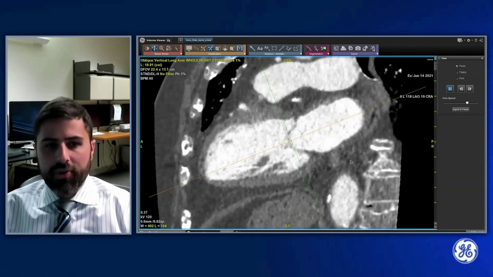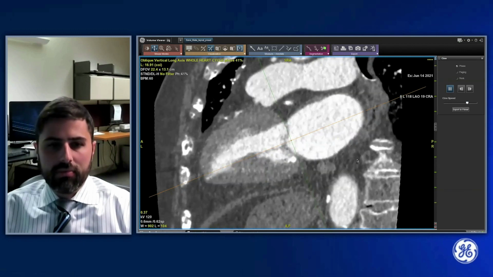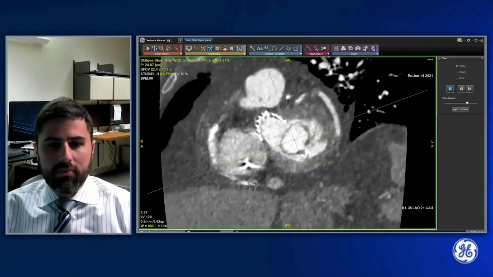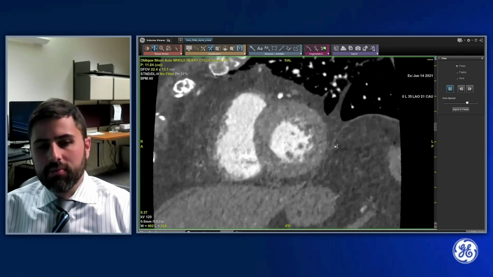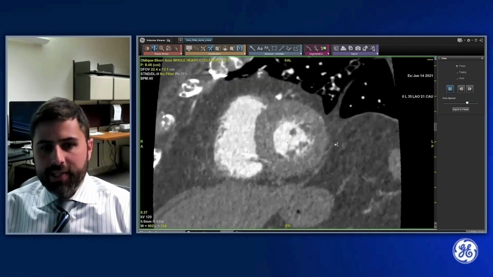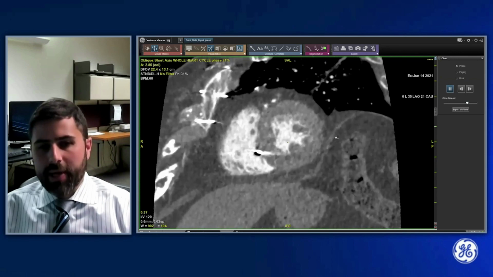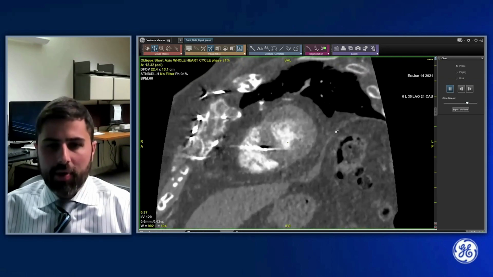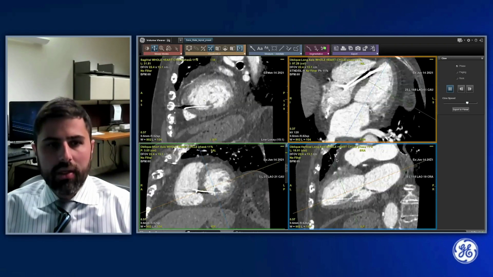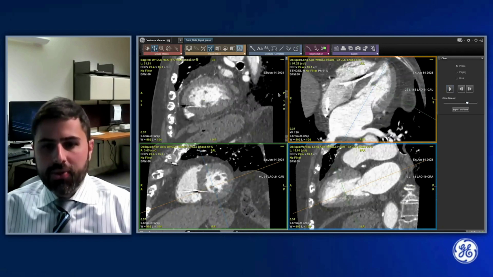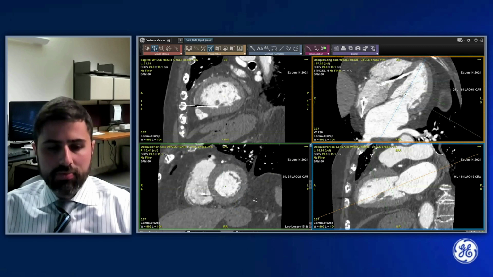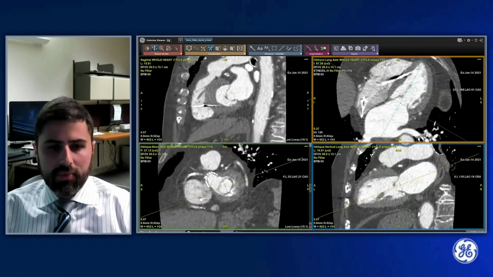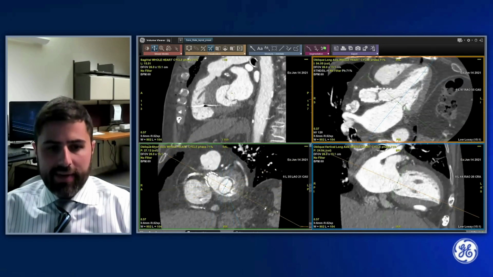Here's the two-chamber view. And again, when we slide down here in the short axis, again, we're not seeing any wall motion abnormalities, any evidence of intracardiac thrombi. So turning our attention now to the prosthesis, we can now get a better look at the TAVR valve.